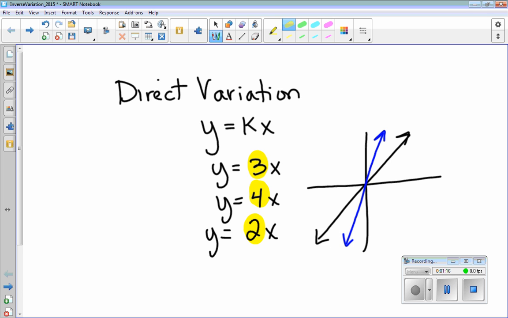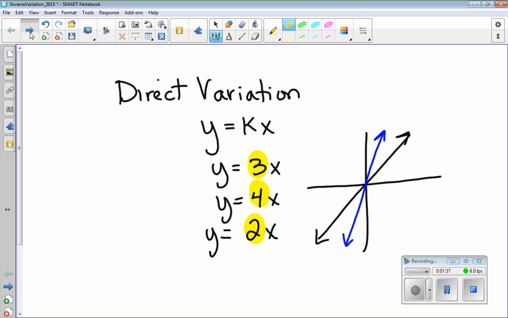Does that look familiar to you? Yeah, sort of, yes, but there's no b. The b is 0. And it would say words like y varies directly as x. That would be like a word problem that you're going to have. But the graph is always going to be a line. So that's something that you did back in Algebra 1.